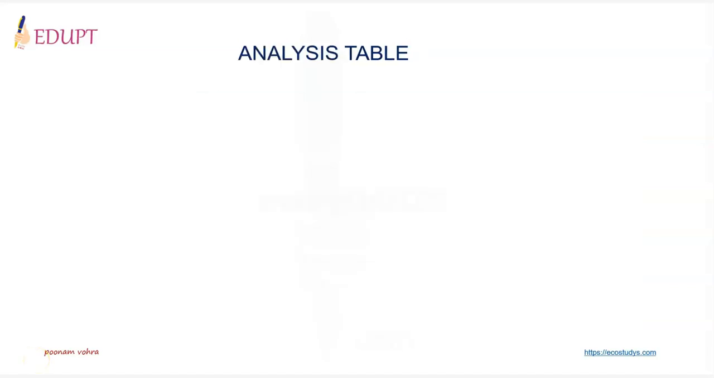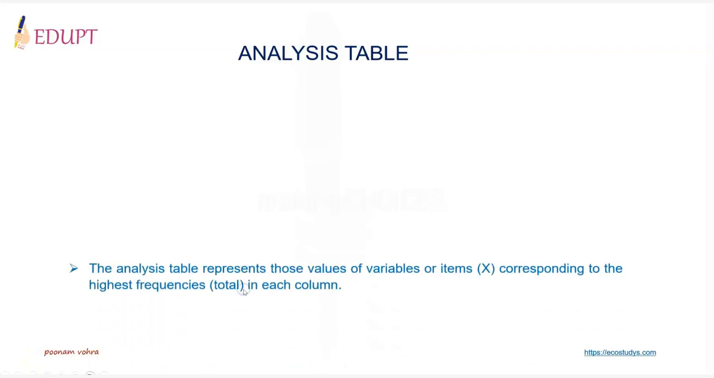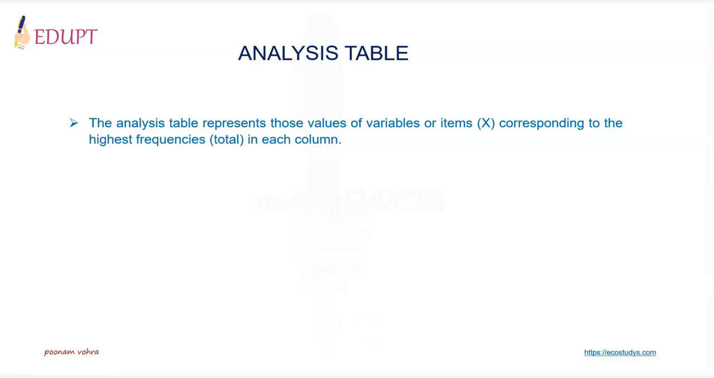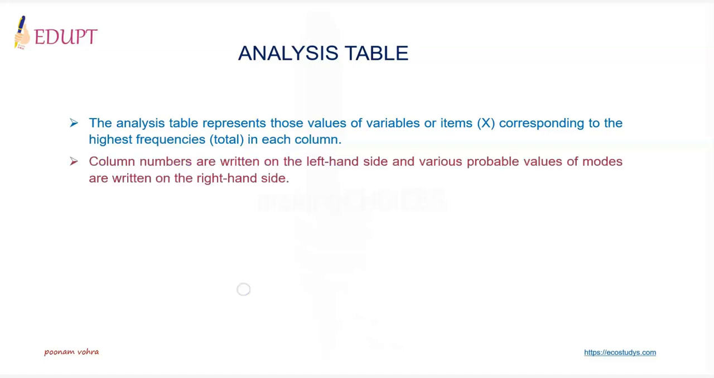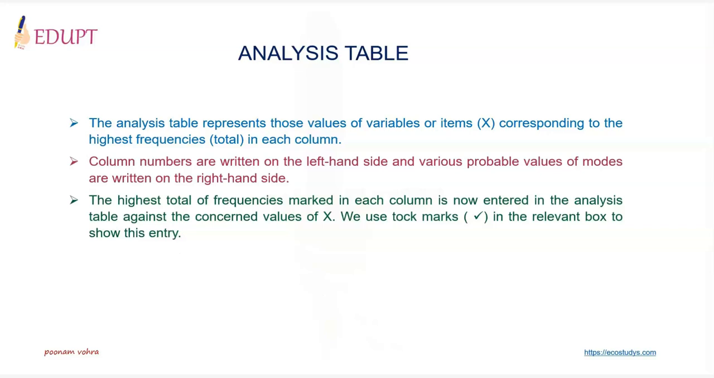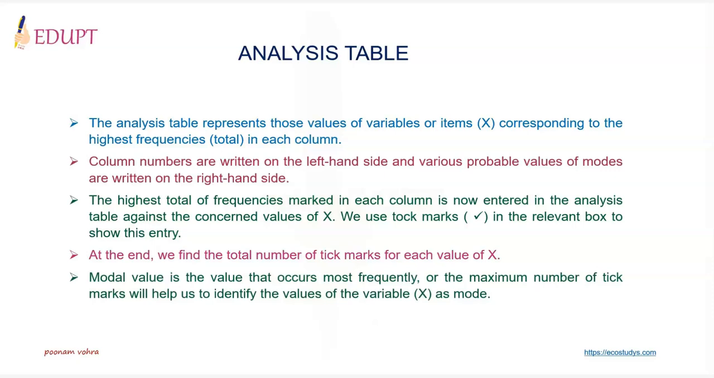After preparing the grouping table, one needs to prepare the analysis table. The analysis table represents those values of variables or items corresponding to the highest frequencies in each column. Column numbers are written on the left hand side and various probable values of modes are written on the right hand side. The highest total of frequencies marked in each column is now entered in the analysis table against the concerned values of X. We use a tick mark in the relevant box to show the entry. At the end, we find the total number of tick marks for each value of X. And the modal value is the value that occurs most frequently, or the maximum number of tick marks helps us to identify the value of variable as mode.